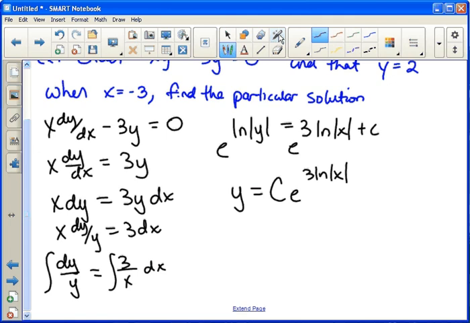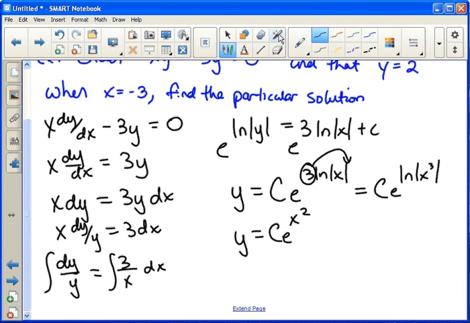Now this 3 is also in our way. So you have to go back and remember the properties of logarithms and what you're allowed to do with coefficients. And if you remember, you're allowed to move them up as exponents. So I can rewrite this as c e to the natural log of x cubed. Now the e and the natural log are right next to each other and can be canceled out, and I'll get y equals c e to the x cubed. So that is my general solution, and that's what we've been finding so far is the general solution.